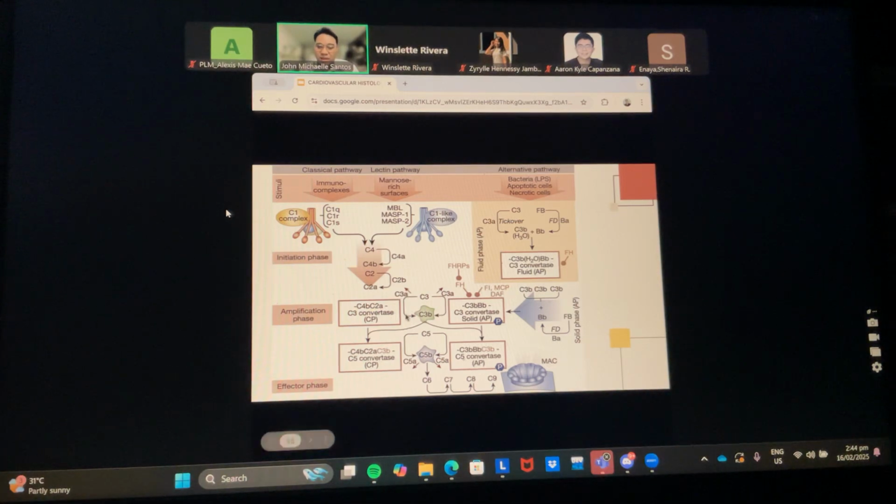Formation of your C3b via your C3 convertase, your C4b2a in your classical pathway. In the alternative pathway, it is your C3bBb. Ultimately giving you, in the classical pathway, C4b2a3b, and in your alternative, C3bBb3b. And then C5b combines with C6, C7, C8, C9, and then you now have a membrane attack complex. The bacterial cell will be punctured, and then it will die.